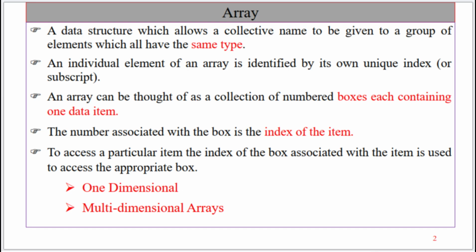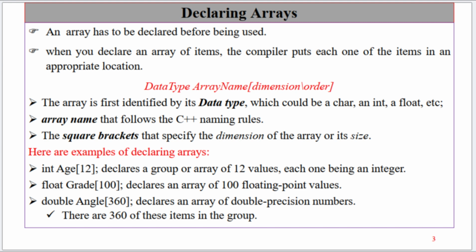One-dimensional and multi-dimensional arrays. 2. Declaring arrays: an array has to be declared before being used. When you declare an array of items, the compiler puts each one of the items in an appropriate location. Data type, array name, dimension. The array is first identified by its data type, which could be char, int, a float, etc. The array name follows C++ naming rules. The square brackets specify the dimension of the array, or its size.